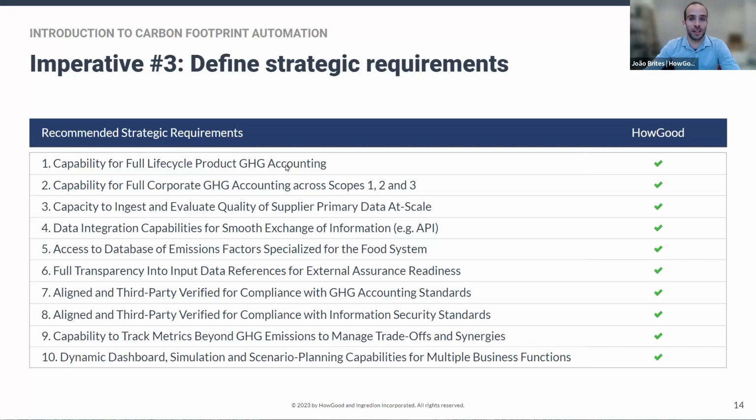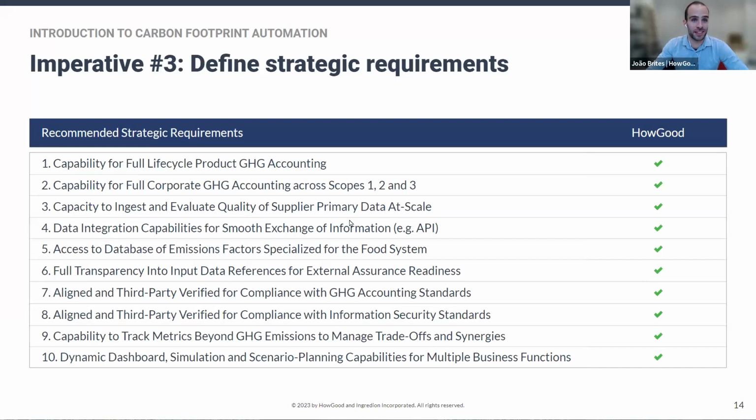You want to make sure that you can evaluate the impact of a product from end to end. Two, you also want to do this for the corporate emissions across scopes 1, 2, and 3. Sometimes companies have different methods to estimate corporate emissions versus product emissions, and HowGood built a system that allows you to do both and ensure that they're based on the same data.